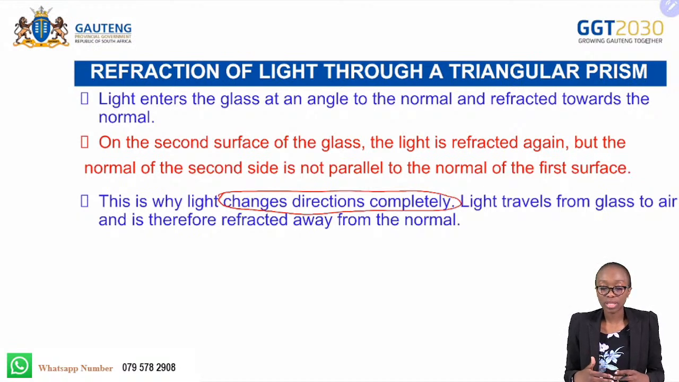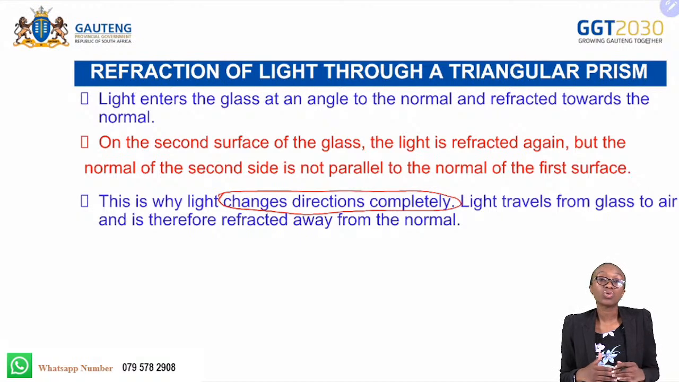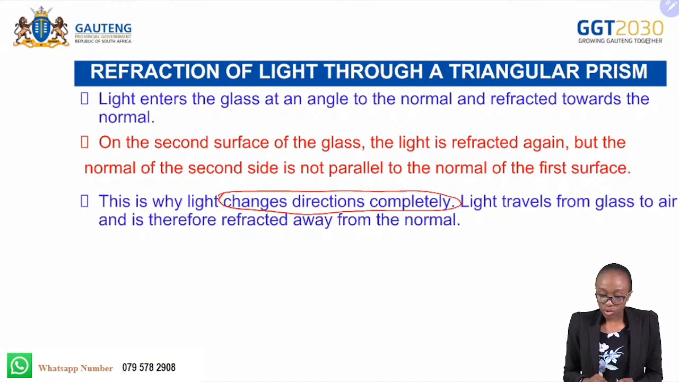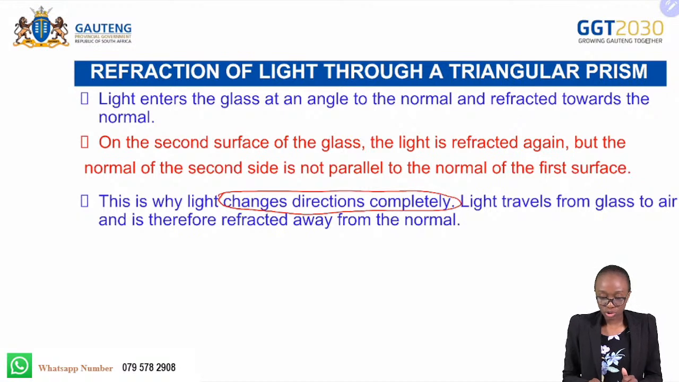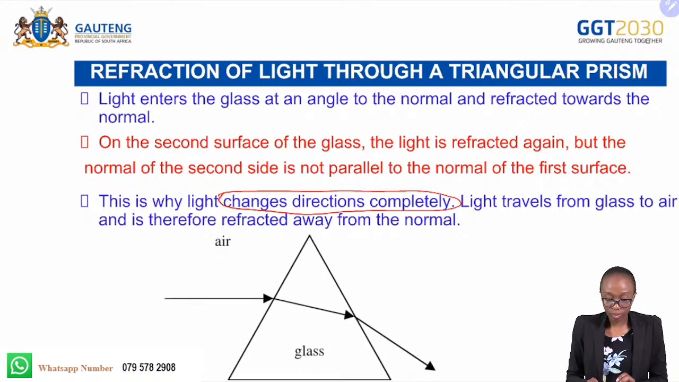We now know that when light is moving from one medium into another medium, it's going to bend, it's going to refract. So as it hits the second surface of the prism on its way out, it's going to bend again. That's the reason behind the change in direction of the light. Light would have traveled from glass to air and is therefore refracted away from the normal.